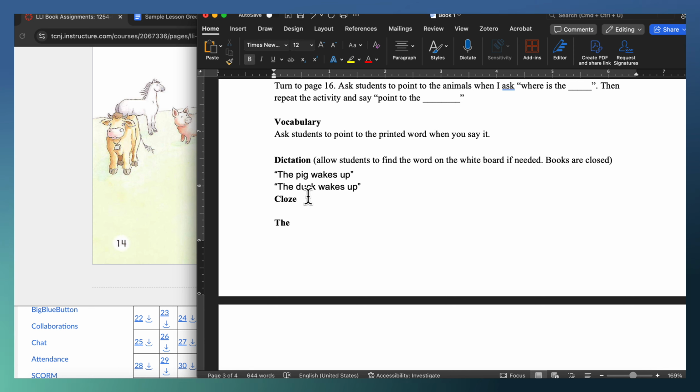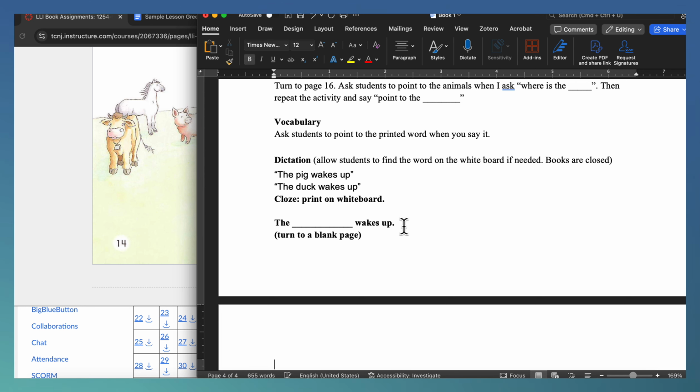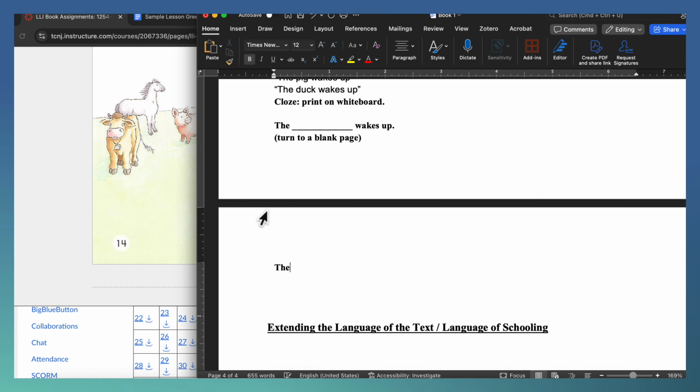and this goes up on the whiteboard. Print on whiteboard. Okay. I don't really need to do it on the paper at this level because, all right, what I might do is show them a picture of the animal. Okay. And they have to say the horse wakes up. And then, because I don't want them copying it, I have them turn to a blank page, and we repeat the process, except this time I write a new sentence on the board.